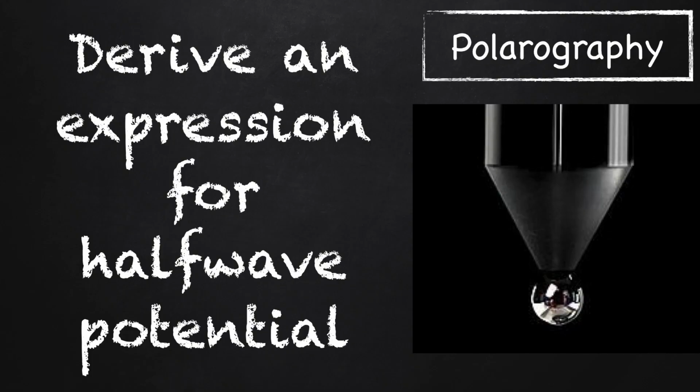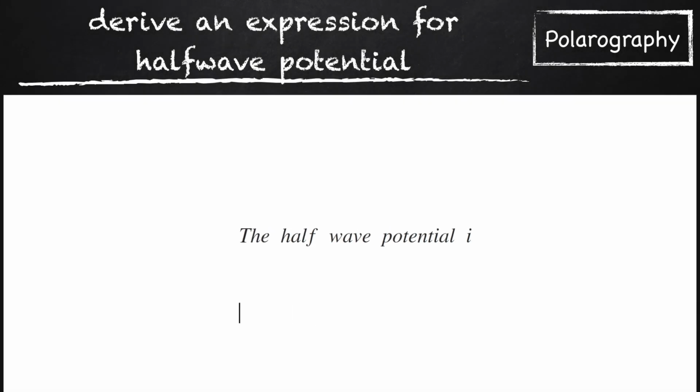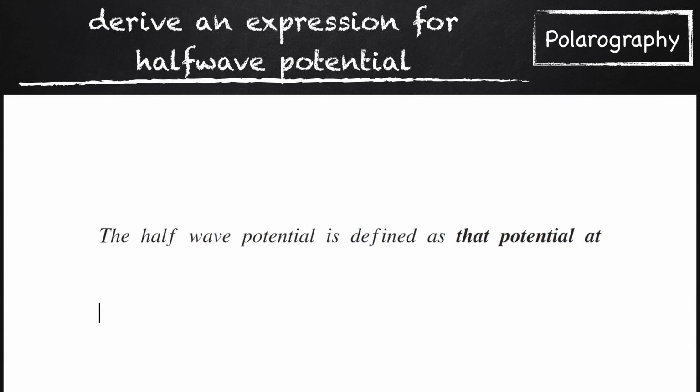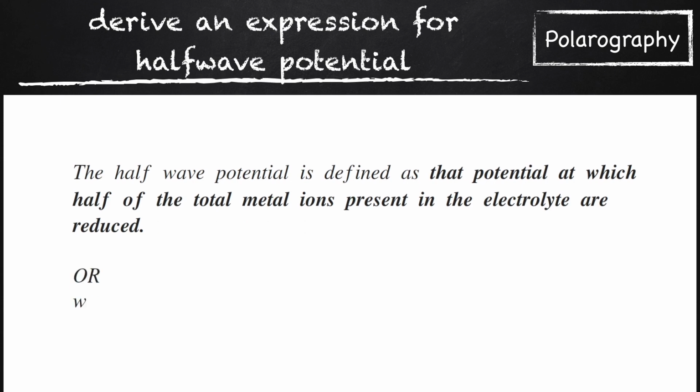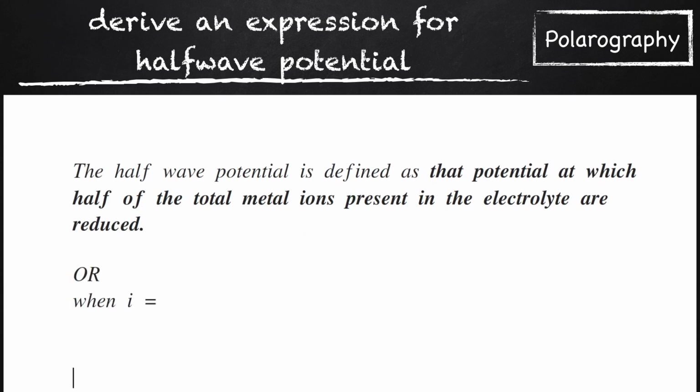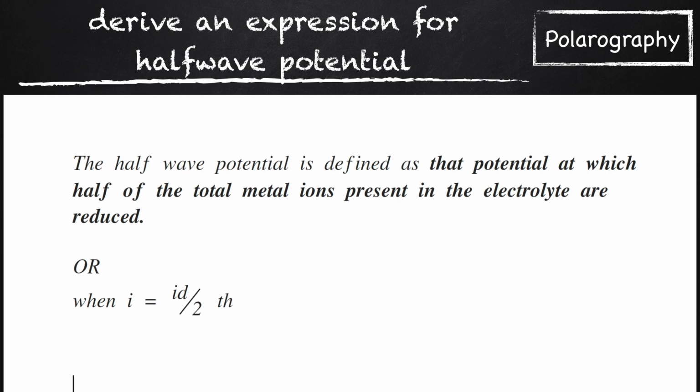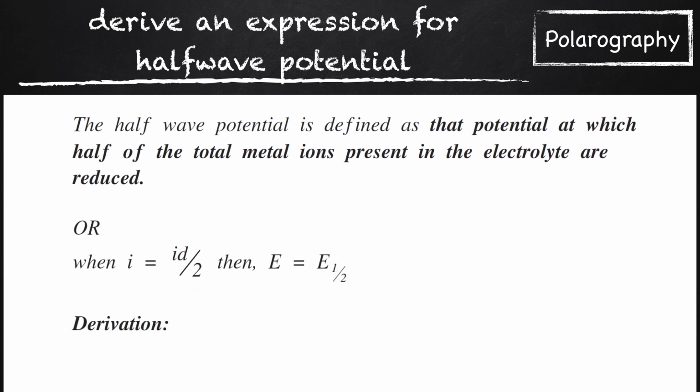Derive an expression for half-wave potential. The half-wave potential is defined as that potential at which half of the total metal ions present in the electrolyte are reduced. Or when current I is equal to id by 2, then we can say potential E is half-wave potential, E half. So let's derive an equation for half-wave potential.